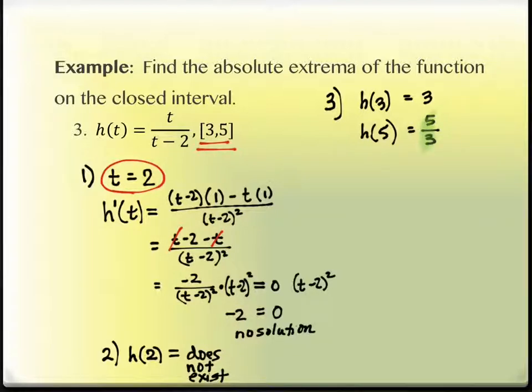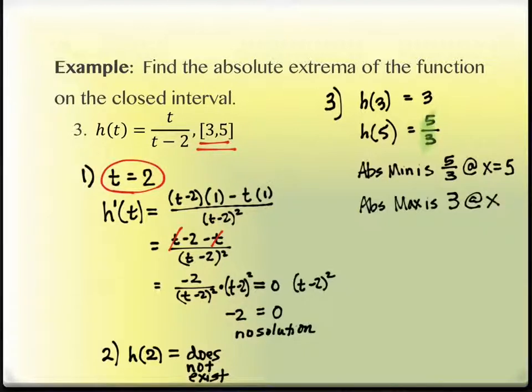The 5/3. So the absolute minimum is 5/3, and it occurs at x equal 5. And the absolute maximum is 3, and it occurs at x equal 3. The absolute maximum and the absolute minimum are y values, always a y value. They occur at a particular x location.